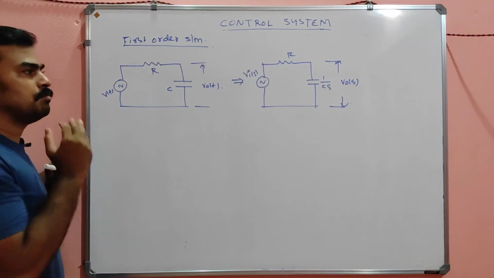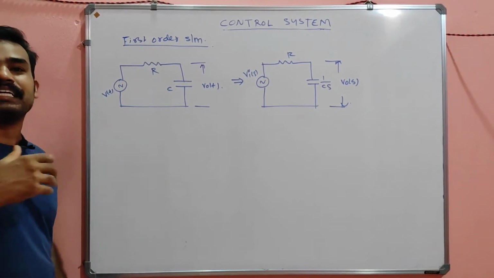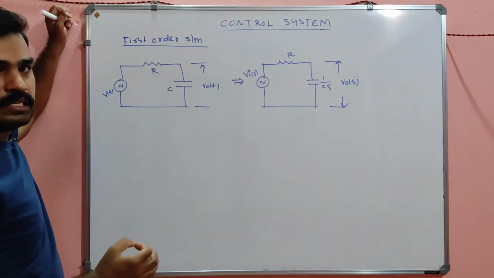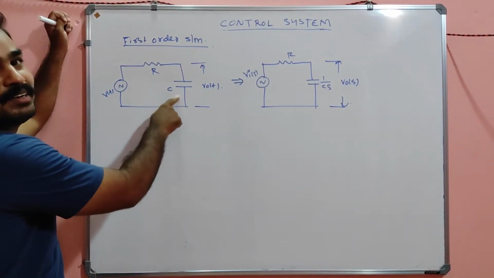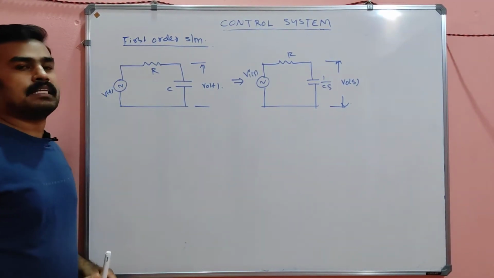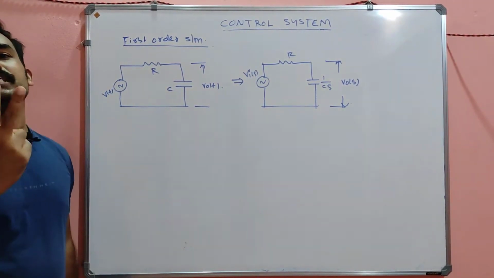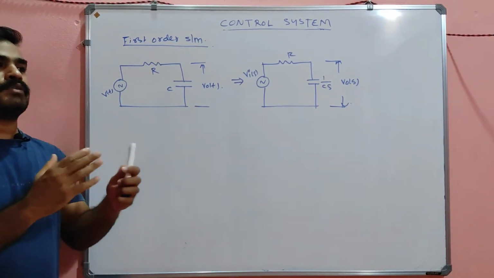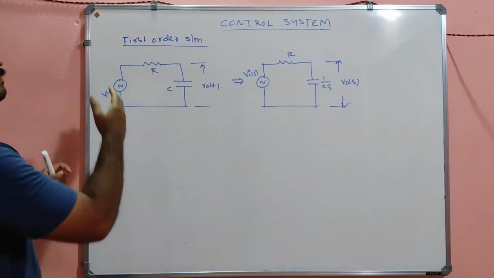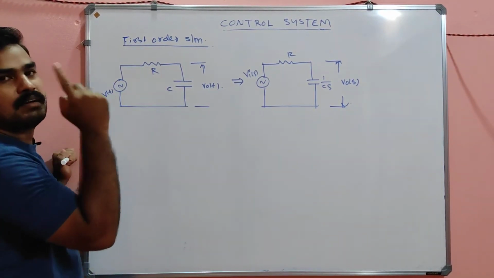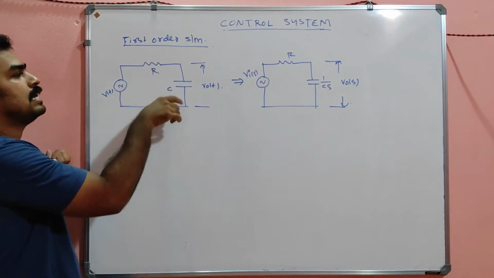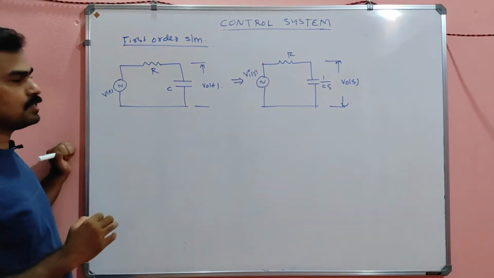Dears, the term order means the number of reactive elements in a system. Suppose it's a first order system, it means there is only one reactive element here, that is nothing but our capacitor. A second order system means there will be two reactive elements. So the number of reactive elements simply refers to the order of the system. This is an RC network, and it is an example of a first order system.